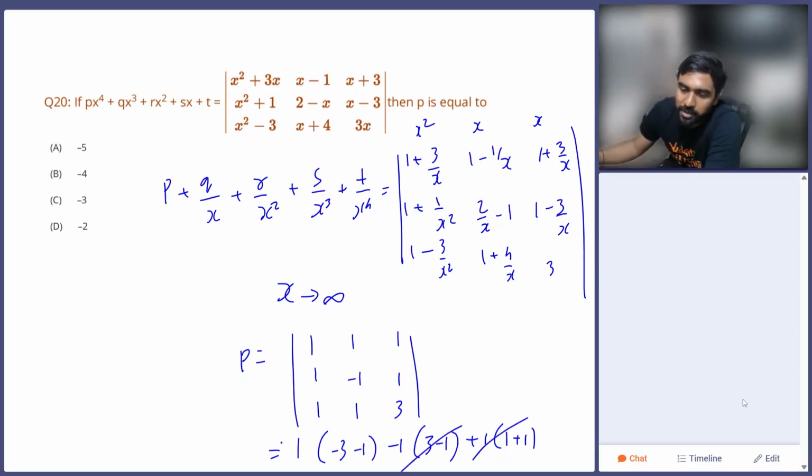I can just cancel these two out, and I have just left with minus 4. So option B, minus 4, will be the answer for this question. Okay, plain and simple. Quite a basic question over here.